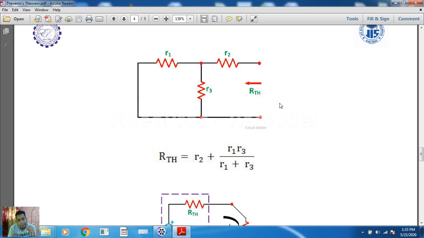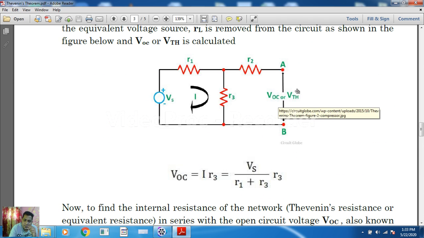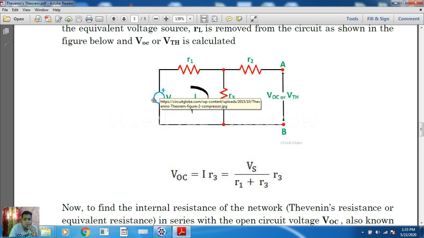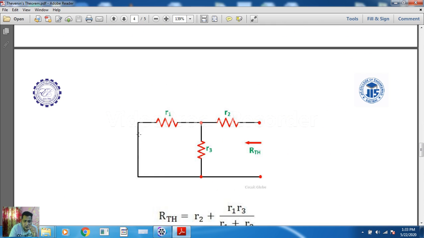The second point is that we have to view from the open terminal, from where we removed the load resistance, and find the equivalent resistance of the circuit. Here also we have done the same thing. See, there is the voltage source Vs. When we remove this Vs, we make that terminal short. So we have removed Vs and made this terminal short.